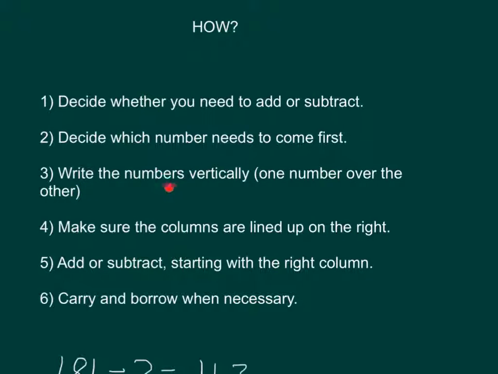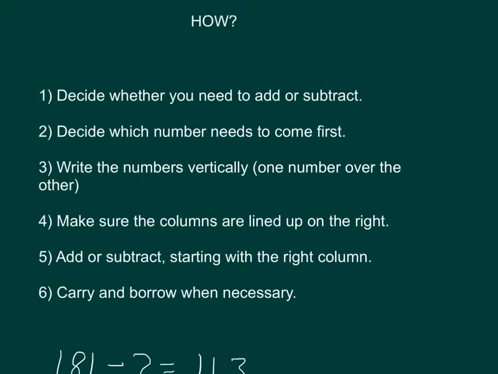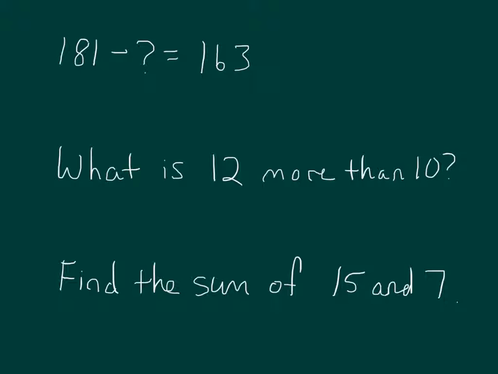Third step, write the numbers vertically, one number over the other. Fourth step, when you write the numbers vertically, make sure the columns are lined up on the right. That will put the ones column over the ones column, the tens column over the tens column, and so on. Step 5, add or subtract, starting with the right column, and then moving to the left. Carry and borrow when necessary. So, let's look at some problems here.